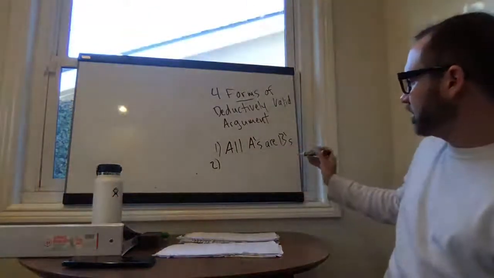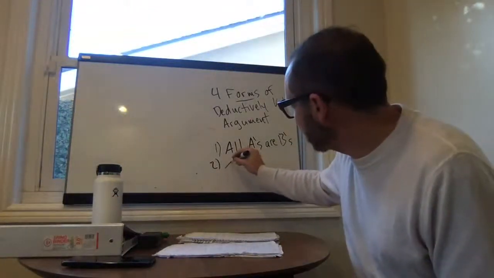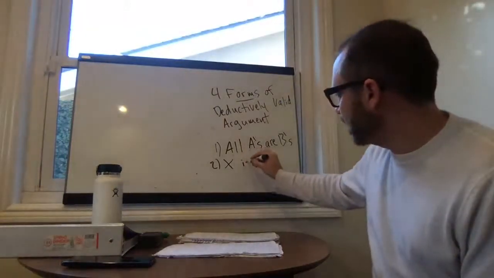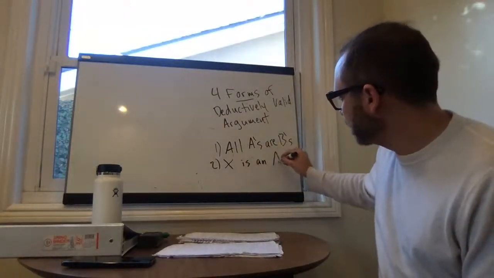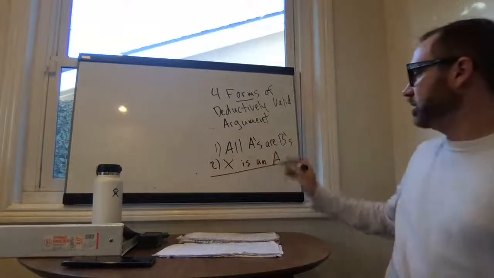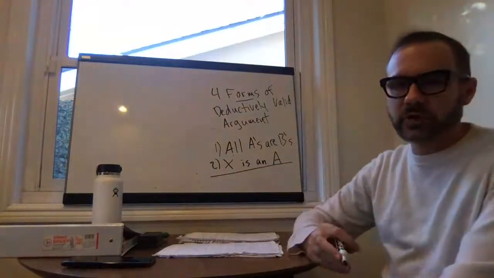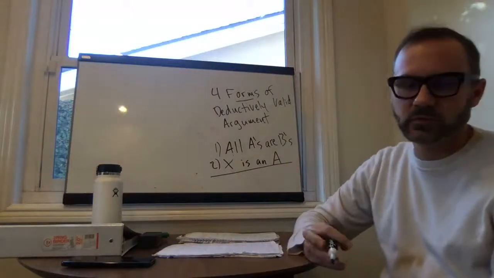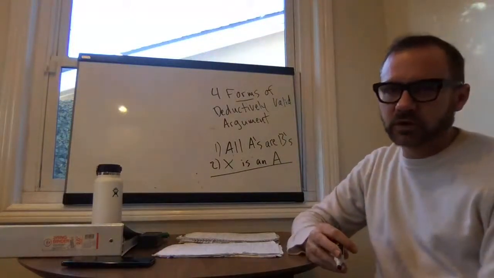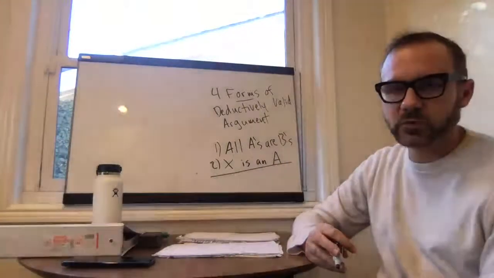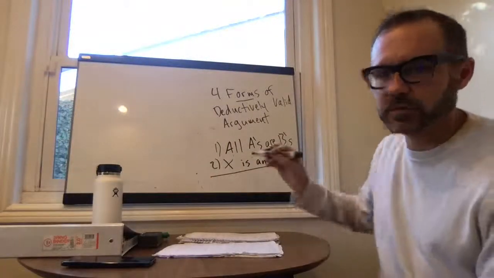So all A's are B's. Suppose the second premise just claims that some individual, which we will label X, is an A. They're a member of the category A. So if all A's are B's and X is an A, then what is the valid conclusion that would follow here? Let me see if anyone can figure that one out. All A's are B's. X is an A. So therefore what? X is a B, correct.